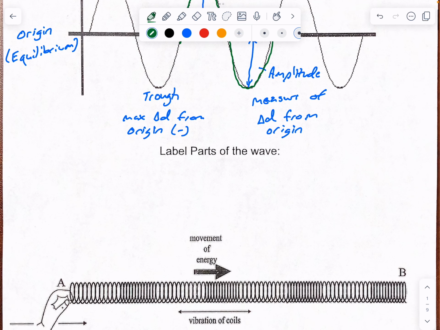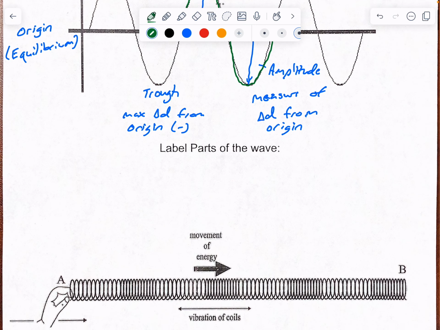A couple things we're bringing back are period and frequency. Remember we talked about period in circular motion. Period is the time it takes for one rotation. Well, we're going to say the same thing, but now we're dealing with waves. It is the time for one full wave. How long does it take for one full wave? And we have an equation, remember, T equals 1 over F.